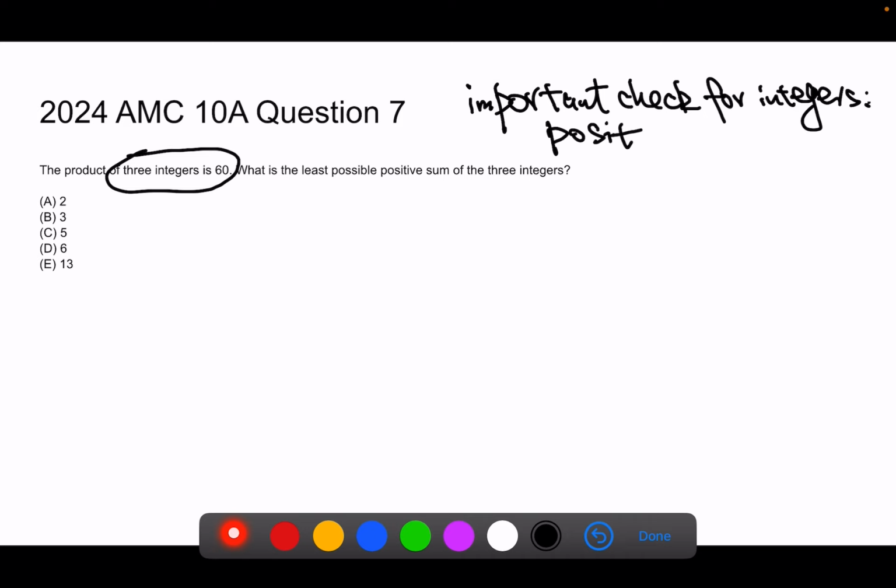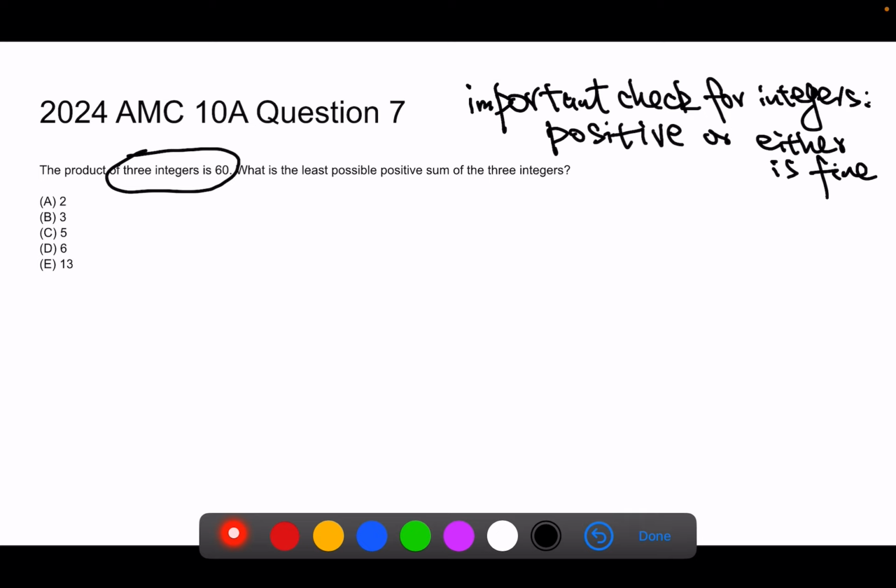positive or either. What do I mean? Whenever you see integer, naturally, especially if the question is a number theory question, we might think, okay, those are all positive integers. That's not always the case. So when you read a question, if you find it is about integers, always do this check. Do they have to be all positive, or is either positive or negative fine?